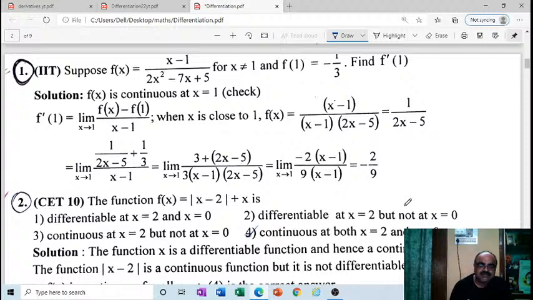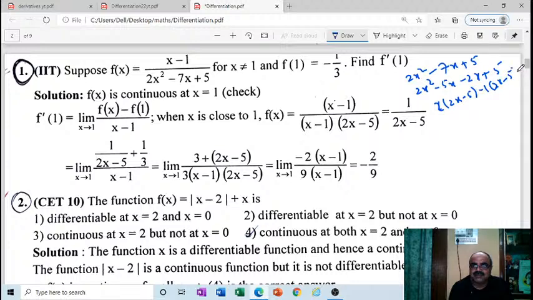Just see, the denominator is factorized. 2x square minus 7x plus 5 is 2x square minus 5x minus 2x plus 5. If you take x common, x into 2x minus 5, minus 1 common, 2x minus 5. So 2x minus 5 into x minus 1. Now these are the two roots that you have got here. Am I right? Cancel x minus 1 in both the numerator and denominator. What's remaining? 1 by 2x minus 5.